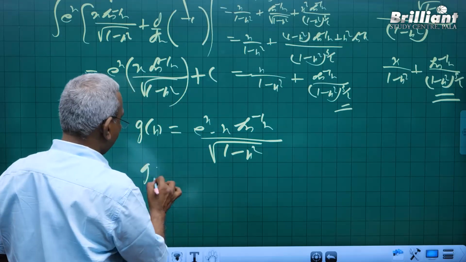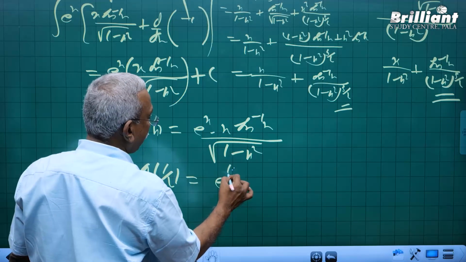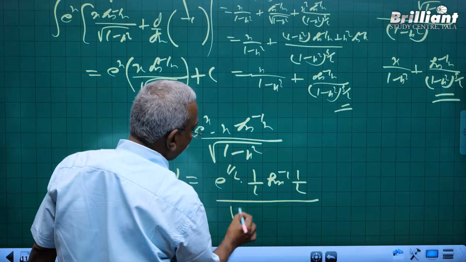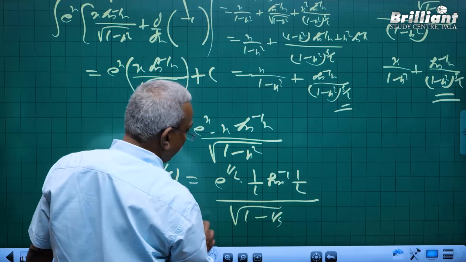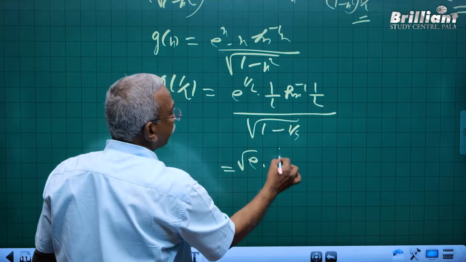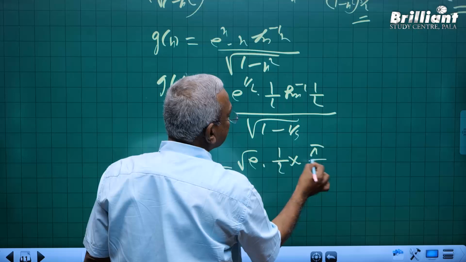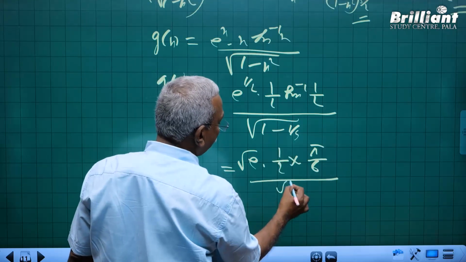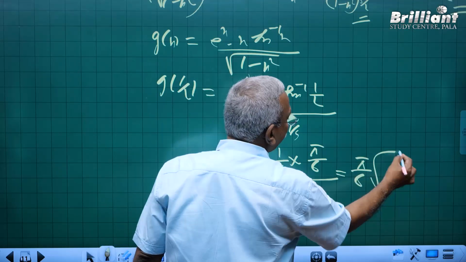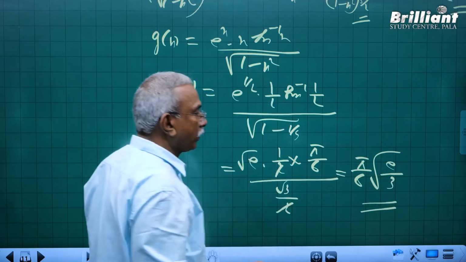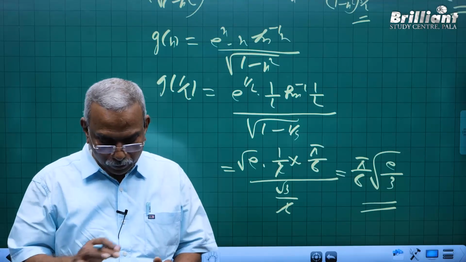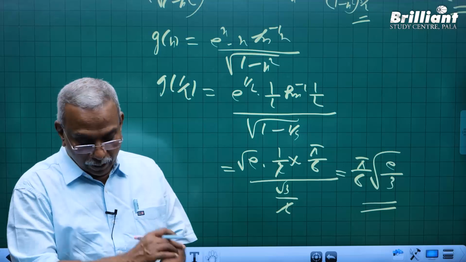So what is g of 1 by 2? g of 1 by 2 is e raised to 1 by 2 into 1 by 2 into sin inverse 1 by 2 divided by root of 1 minus 1 by 4. So we can simplify this. e raised to 1 by 2 is equal to root e, into this is 1 by 2, and sin inverse 1 by 2 is pi by 6, all divided by this is root 3 by 2. So 2 get cancelled. That's equal to pi by 6 into root of e by 3 is the answer. So this final answer is actually in a confusing form. So pi by 6 into root of e by 3. The third option is the correct answer.